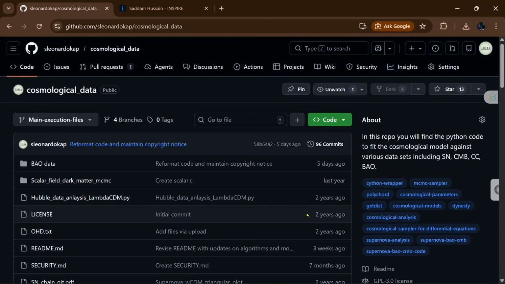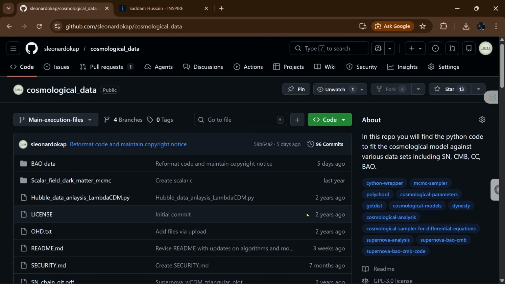So the outline of the video would be very simple. I'm going to first start with the basics of cosmology, basics of LambdaCDM, where I'm going to introduce how we actually start from the action, and then we are going to derive the necessary equations, and then we are going to see how you can write your code in Python and what data sets we are going to use to confront our model.